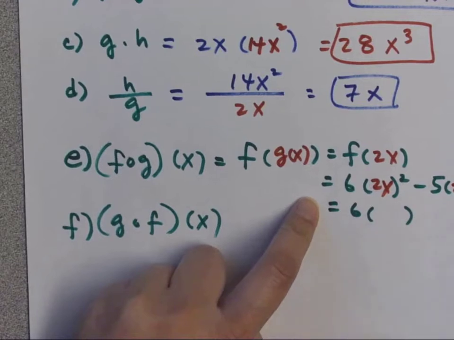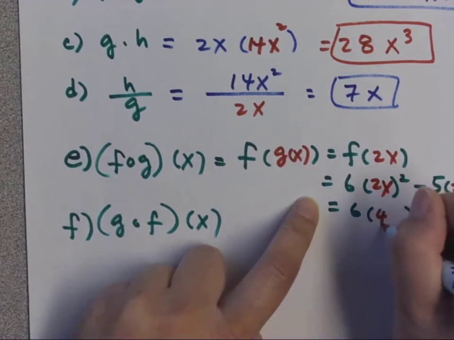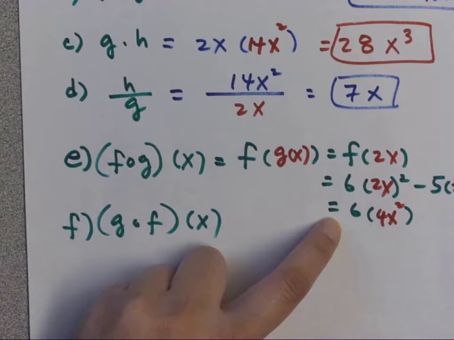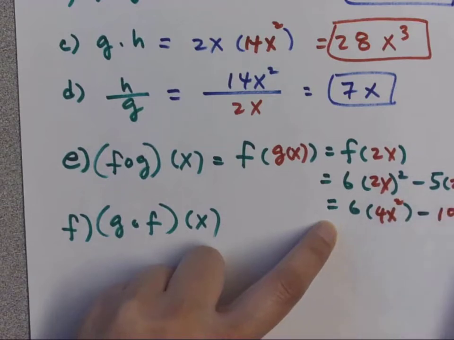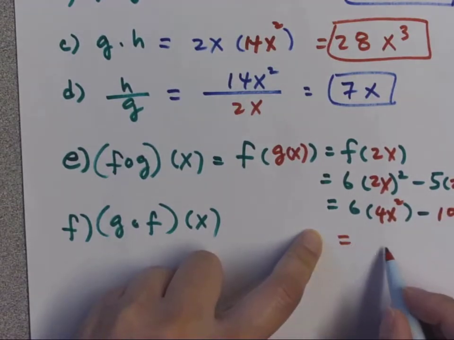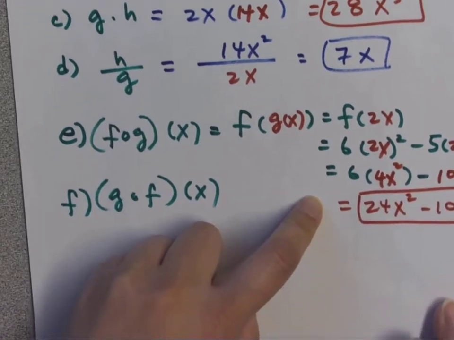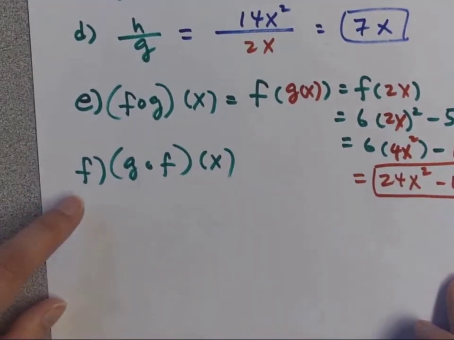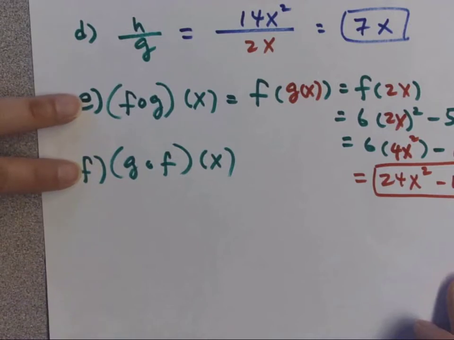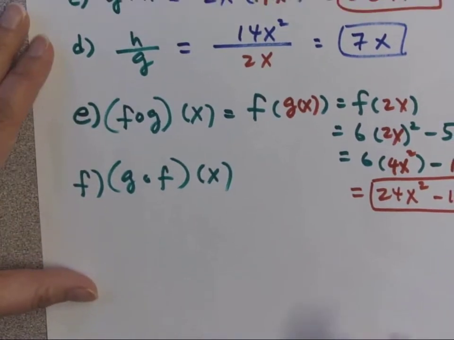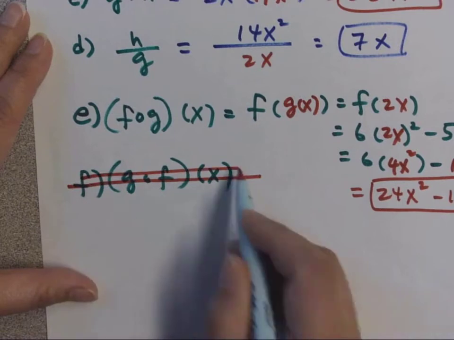So what do I get here? 6 times 4x squared minus 10x. So together we will have 24x squared minus 10x. Are we okay with this? We will have one like this on the exam and also final exam. Alright, the next one is, oh, I don't know why I write this. Hold on. Questions?